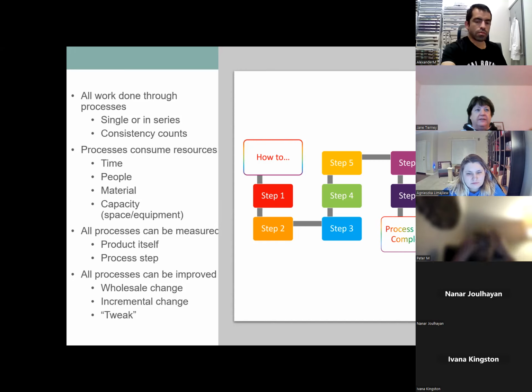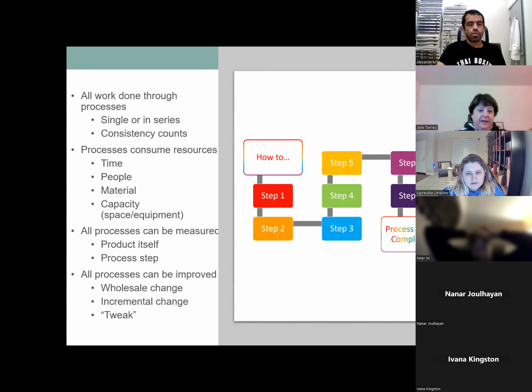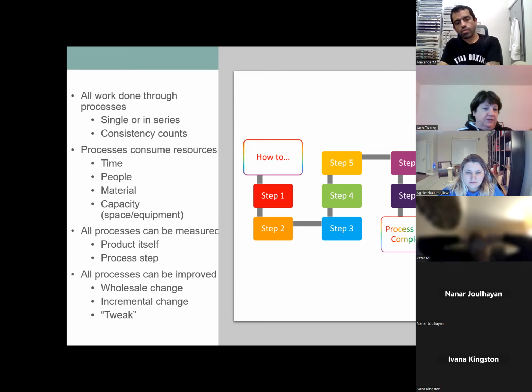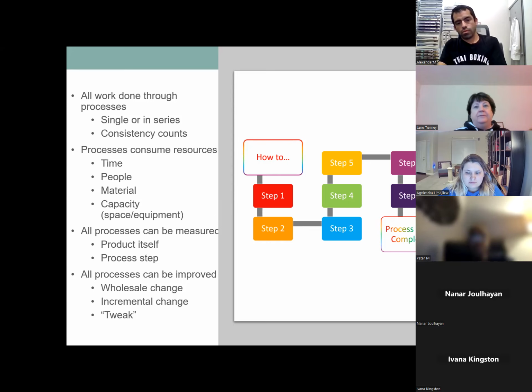We measure the product itself. We measure the process step, maybe in terms of time. We measure the materials that we use in terms of either weight or volume or pieces and things. So what do we measure, and how do we define that? And then the lean philosophy says all processes can be improved. We can make wholesale changes, which may be as much as starting over and trying it again, or we can make little incremental changes or tweaks to that.